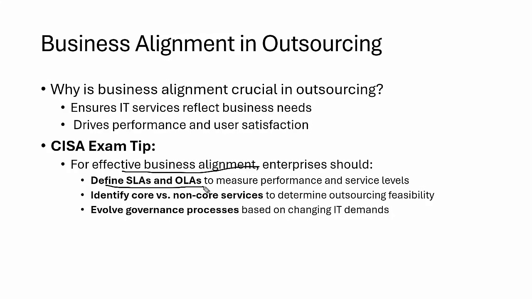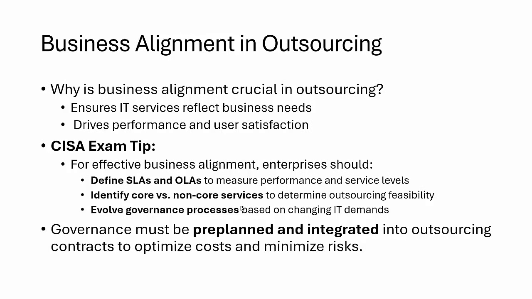It must be available whenever it is required. Identify all the core versus non-core, because it's not possible for me to outsource everything. So I will identify what is important and what is not. And then we demand changes as per the governance process. Governance must be pre-planned and integrated into the outsourcing contract to optimize cost and minimize risk.